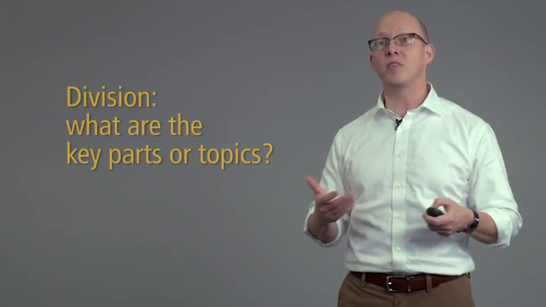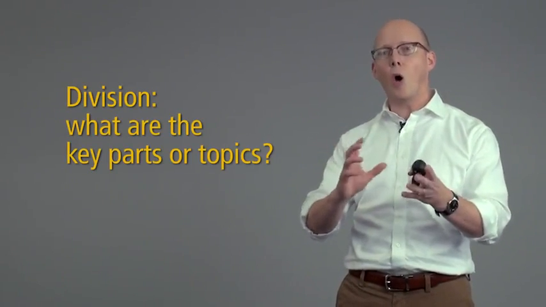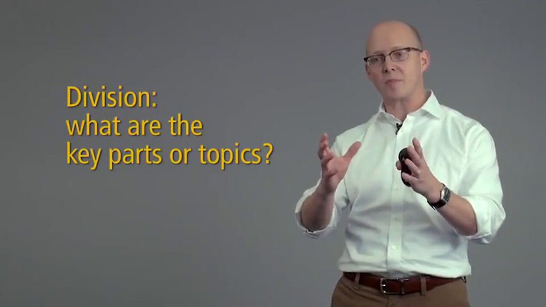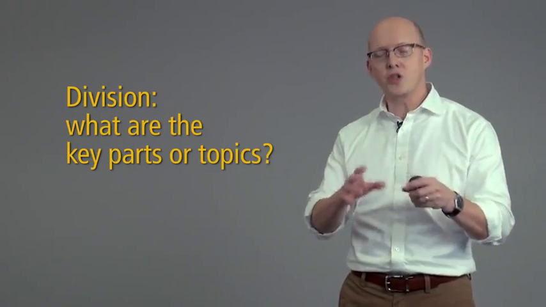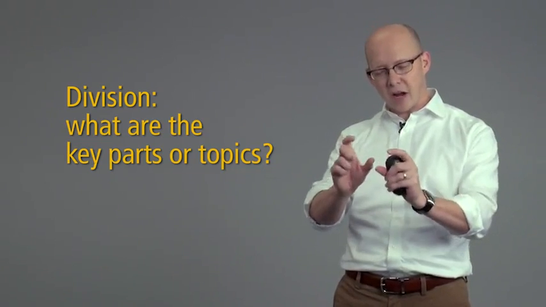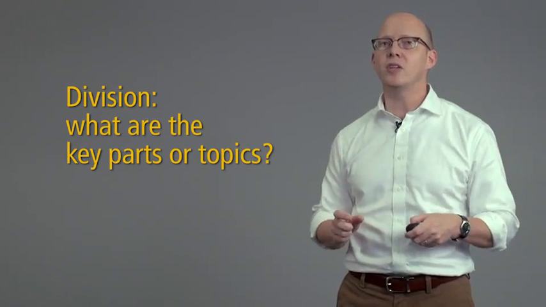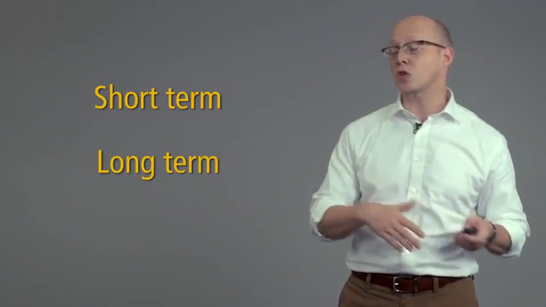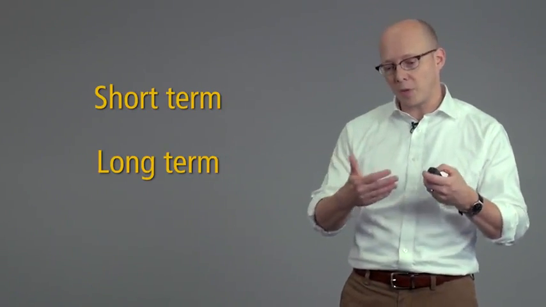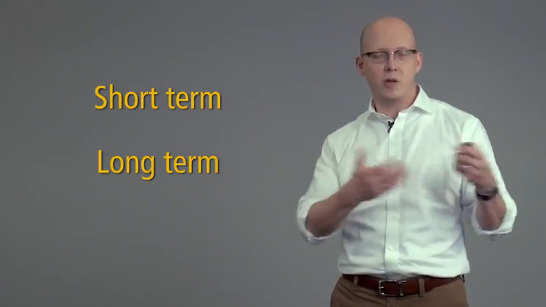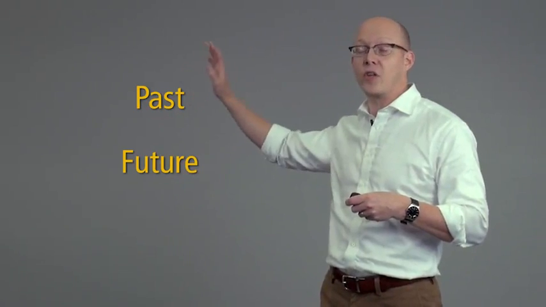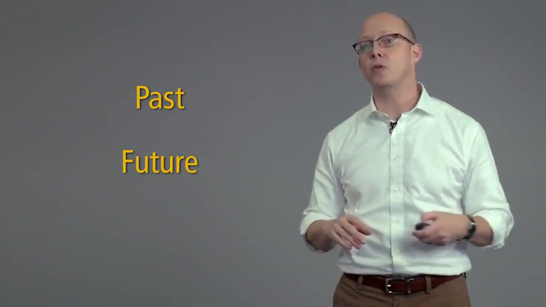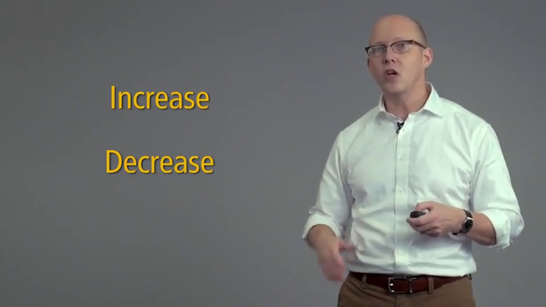You could think in terms of division. What are the key parts or topics embedded in that thesis statement? We don't know this before we get to your specific thesis statement, but I'll show you some examples in a moment of how you could identify the key components in the topic. Or you could think in terms of short-term and long-term. What's going to happen right now, and what's going to happen in 10 years in relationship to the thesis. Past, future. What happened in the past in relation to this thesis or this type of thesis? What's going to happen in the future? Is there going to be an increase or a decrease? So you're trying to think in terms of very broad categories.